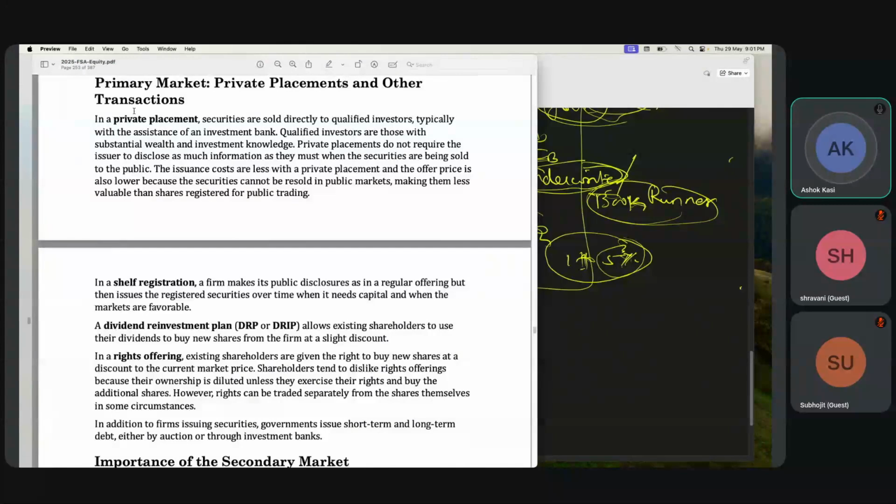Then private placement. Private placement means raising capital privately without going to the public. That is called private placement. So privately you can issue shares also. Privately you can issue debt as well.